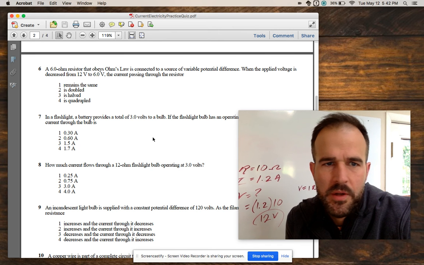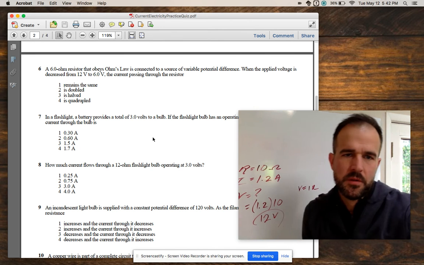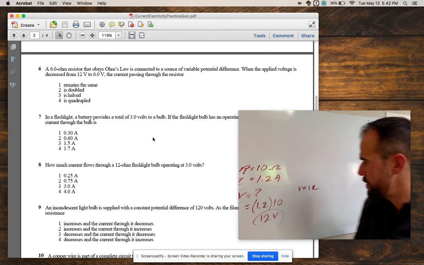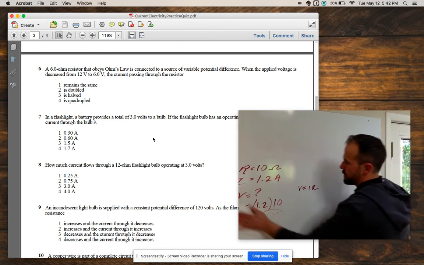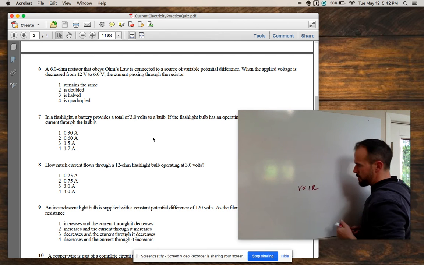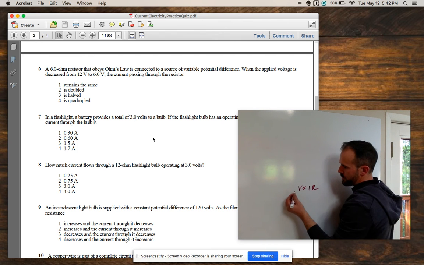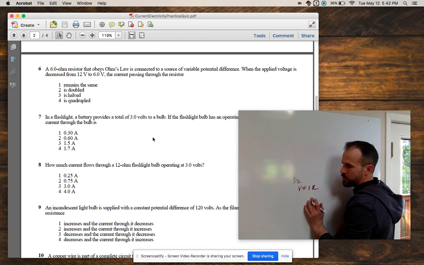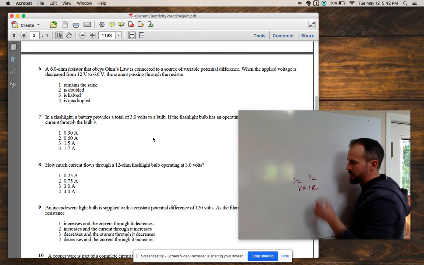So when the applied voltage is decreased from 12 to 6, so that'll be halving the voltage. What happens to current when you half the voltage? So if you half the voltage on this side, if this remained the same, what would have to happen to this to remain equal? That would have to half as well.